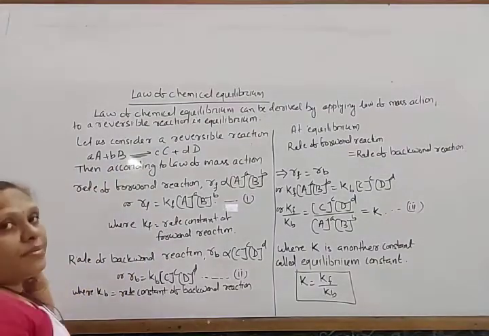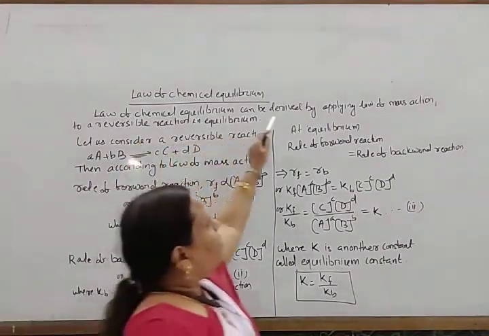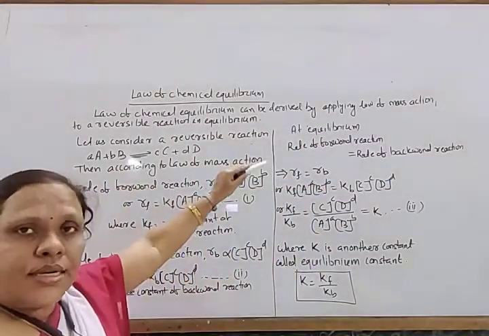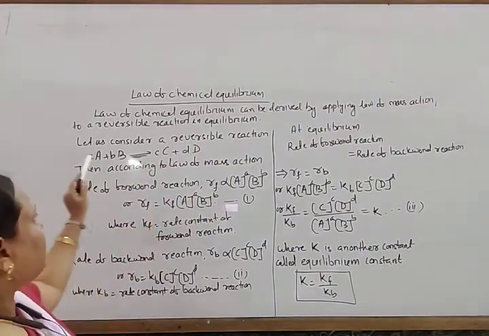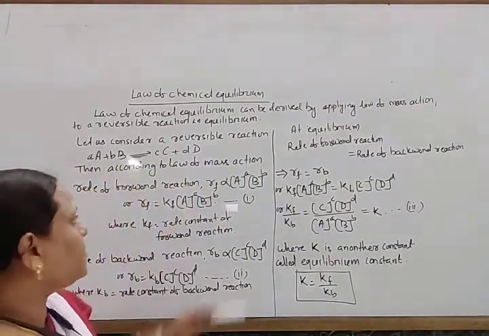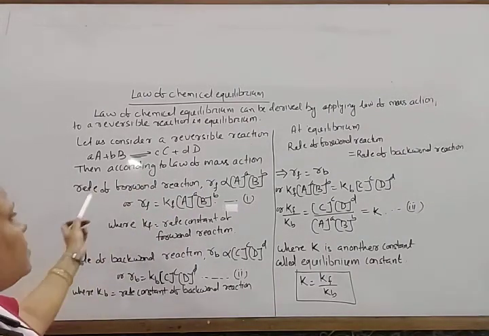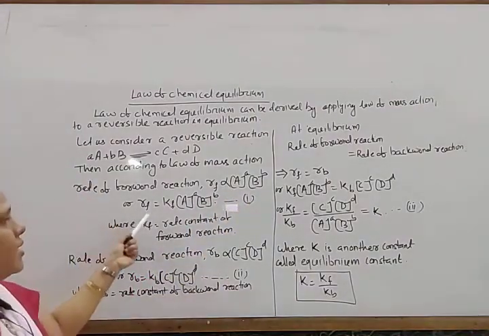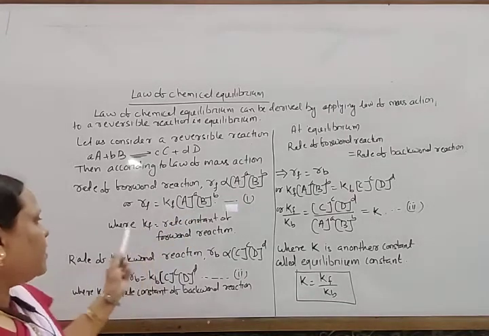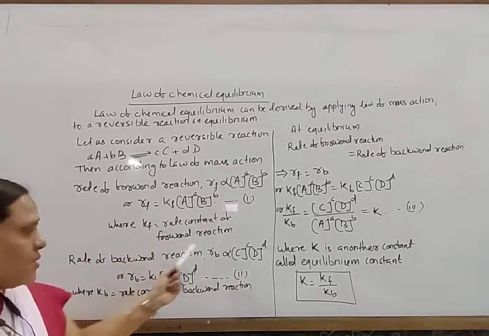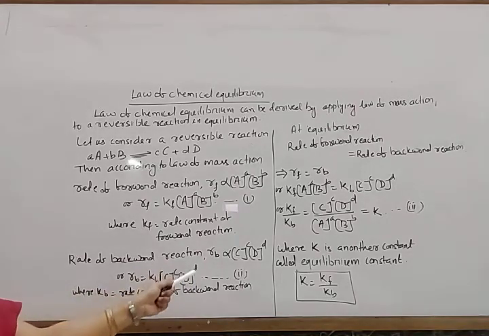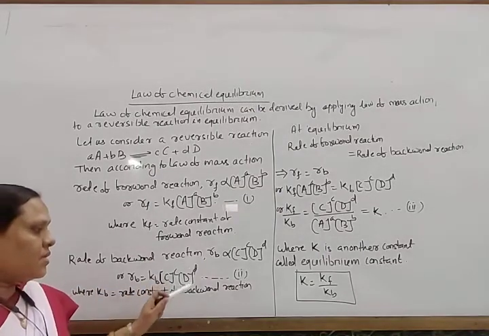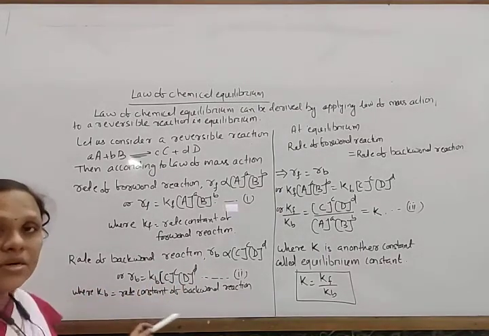Next, come to the law of chemical equilibrium. The law of chemical equilibrium can be derived by applying the law of mass action to a reversible reaction in equilibrium. Let us consider a reversible reaction: aA plus bB gives rise to cC plus dD. Then, according to the law of mass action, the rate of forward reaction Rf is proportional to [A]^a into [B]^b, or Rf equals Kf [A]^a into [B]^b, where Kf is the rate constant of the forward reaction. The rate of backward reaction Rb is proportional to [C]^c into [D]^d, or Rb equals Kb [C]^c into [D]^d, where Kb is called the rate constant of the backward reaction.